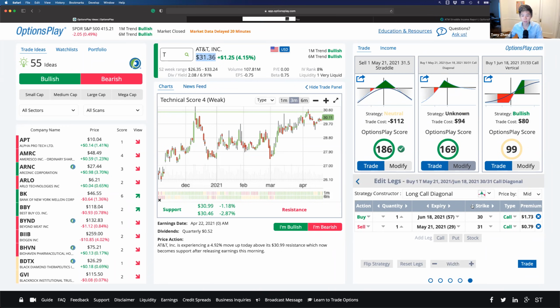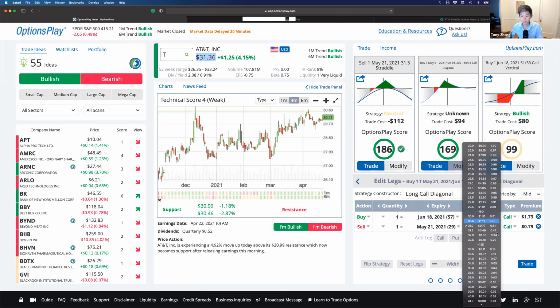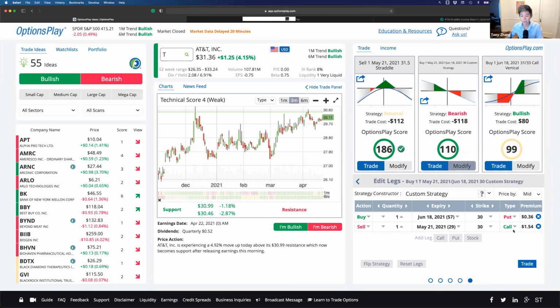But if you think it's going to drift a little lower, let's say down to 30, then in this particular case, you want to trade the put calendar spread because you want to sell the $30 put that's out of the money. You don't want to sell a $30 call option that's in the money, even though the two strategies are identical.